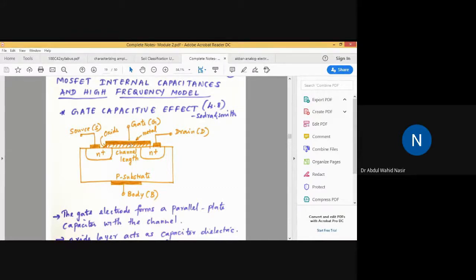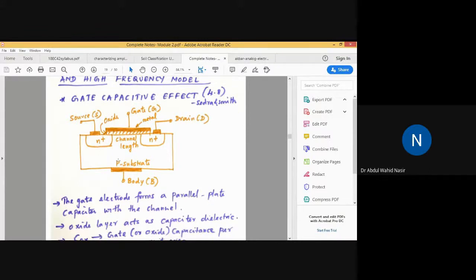What is the gate capacitance? The gate capacitance is the capacitance between the channel, you can see here, this is the channel, this is the channel length, and the gate metal, and in between them some oxide material is there. So this is acting as the two plates of a capacitor, and the material inside is the dielectric, having a permittivity constant epsilon.